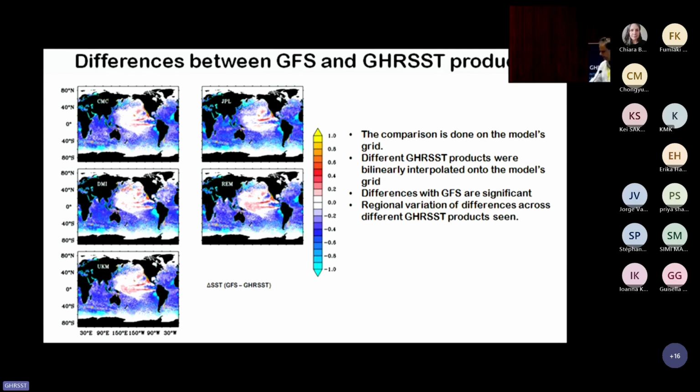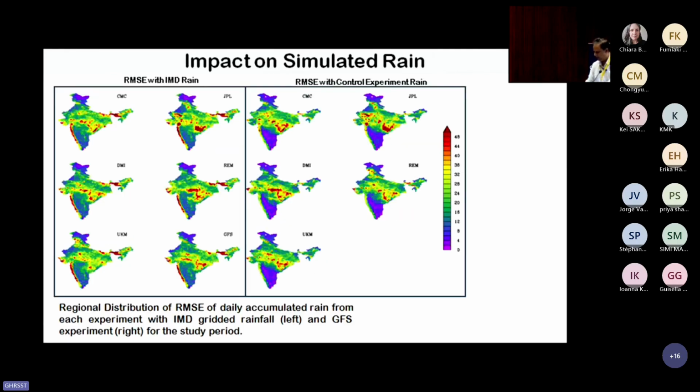So now coming on to the impact on the simulated rain, what we see on the left hand side, the set of 6 images, is the root mean square error of the simulated rain with the India Meteorological Department rainfall. As you can see, the patterns of the errors are similar in all the 6 simulations or experiments. The maximum error that we can see is along the Western Ghats, in the central Indian and the northeastern Indian region. However, there are differences in different experiments.